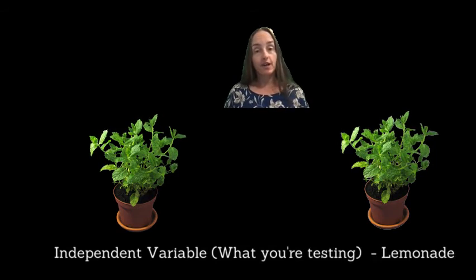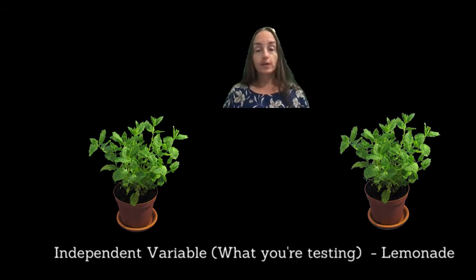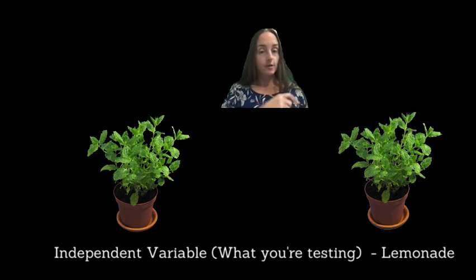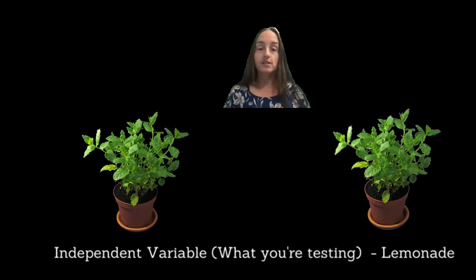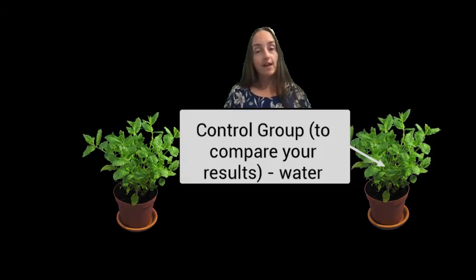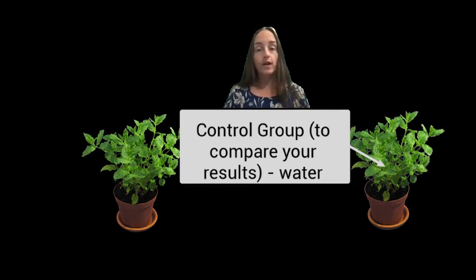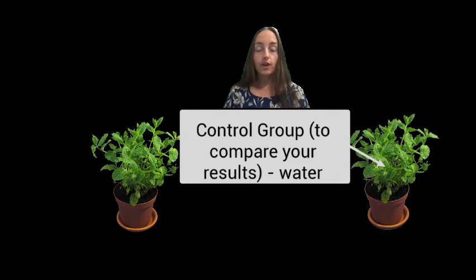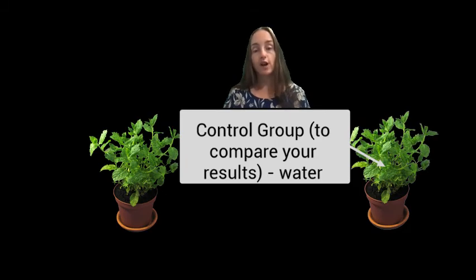The independent variable is what you're actually testing. And so for these plants, this plant is going to be the one that is going to get water. And so it's not getting the independent variable. And this plant is going to get lemonade. That's your independent variable. That's different than usual. But you have to have a control group. The reason we have the plant with water is because otherwise there's no way to compare your results. You won't know if you did any good or not if you don't have another plant growing in the exact same conditions, the only difference being your independent variable.